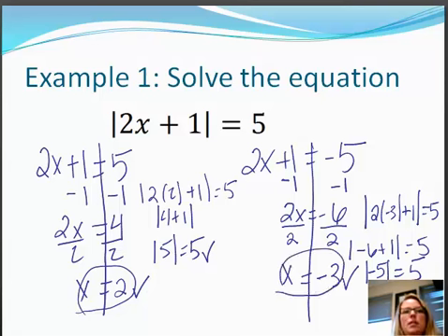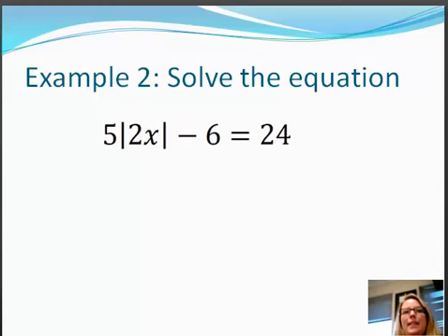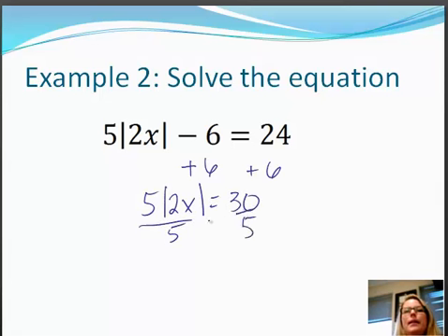Let's work another example. So say we have this. Now in this case, the first step, remember, says to isolate the absolute value. Well, it's not by itself because I have a minus 6 here and it's being multiplied by 5. So what I'm going to do is go ahead and move it. You're going to add 6. And so I have 5, absolute value of 2x is equal to 30. Divide by 5, divide by 5. So I get absolute value of 2x is equal to 6.